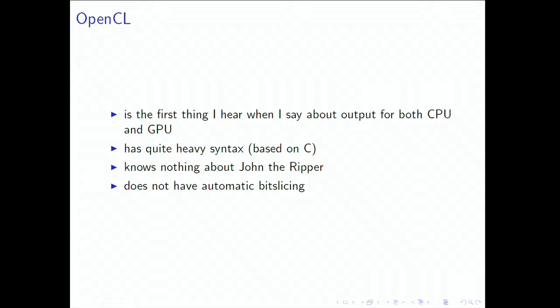When I start talking about the output for different platforms, I'm often asked, well, there's OpenCL. What's so bad about it? Well, let's start with the fact that its C syntax is very heavy, and John DevKit provides a simpler syntax. Also, the OpenCL compiler doesn't know anything about John the Ripper, and it cannot transfer code between the functions in the format. And it doesn't have any automated bit slicers. Automatic bit slicing is generally a very rare optimization.